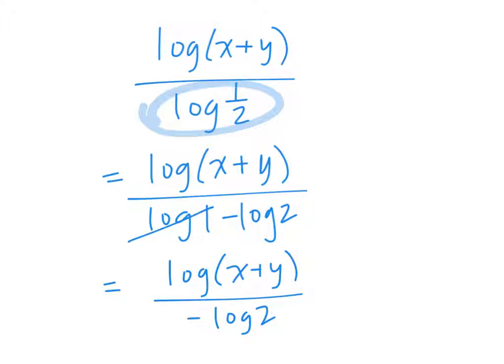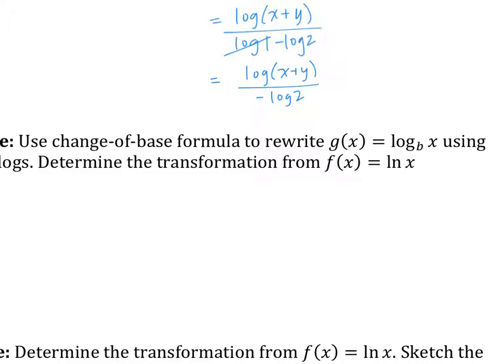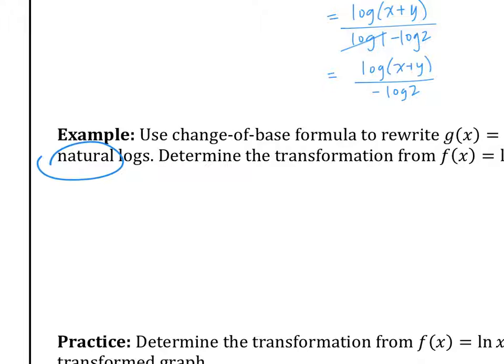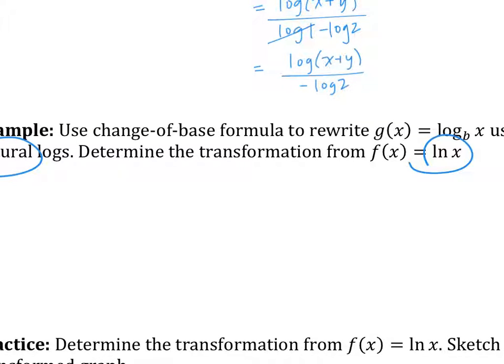Okay, so this is kind of the final answer. And you do need to get to this point for some problems because they're going to ask you for transformation. You need to get to the point where you can see that log 1 is 0 so that you can see there's a minus, which has to do with the reflection. Okay, so let's do some transformation. Use change of base formula to rewrite log base b of x using natural logs. Okay, so they want natural logs this time. Determine the transformation from natural log x.